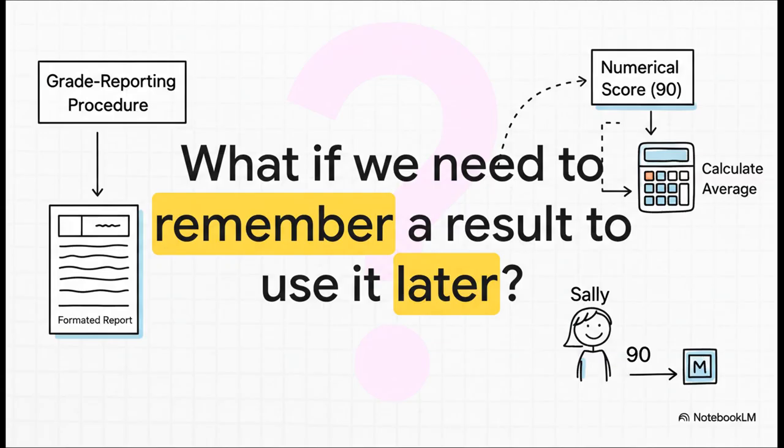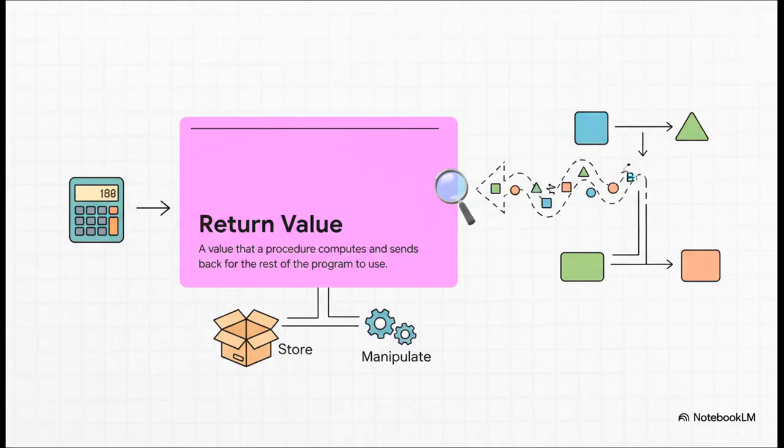Let's go back to our grade reporting procedure. Printing a nicely formatted report is great. But what if I don't want the whole report? What if I just need the final numerical score? Maybe I want to calculate the class average, so I need to get Sally's score, which is 90, and then Wilbur's score, and so on. Right now, our procedure doesn't actually hand me that number. There's no way to get it. And that's the problem that a return value solves.